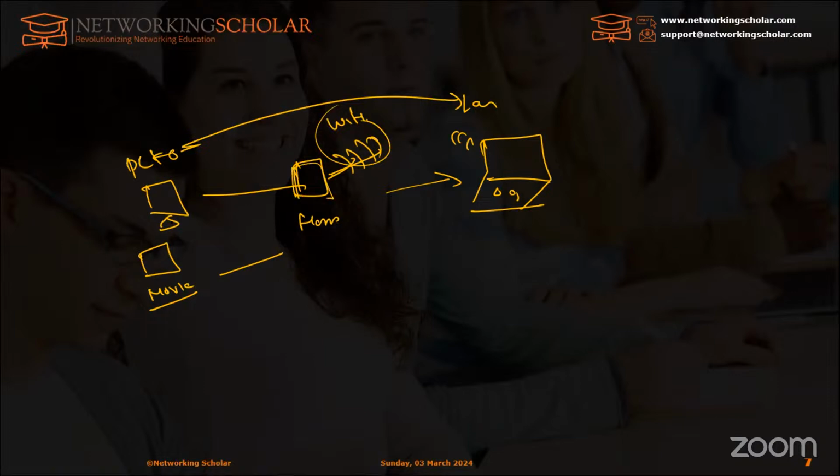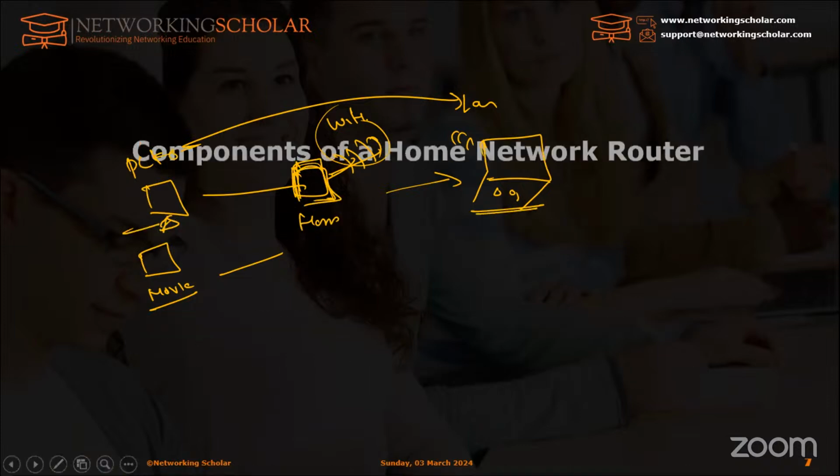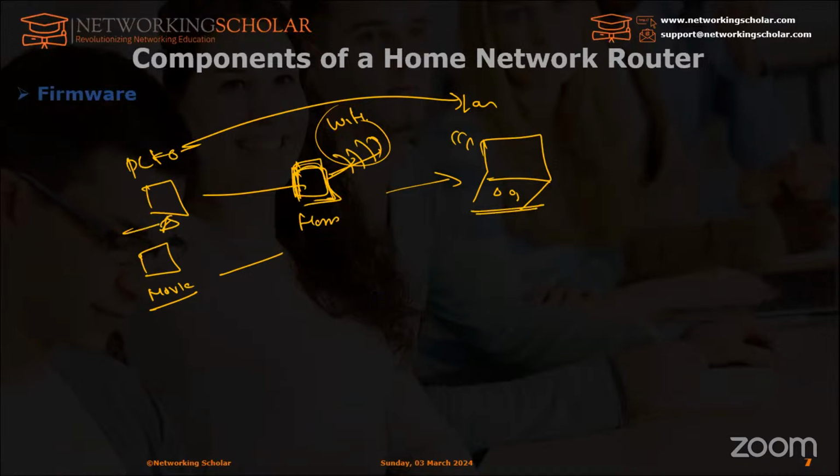In that case, wireless is allowing us to share information and get information from different devices, and the router will help us make communication between PC1, PC2 and the router. So this was the thing. Then there are a few things we are going to discuss. There are some components which are important for every router.